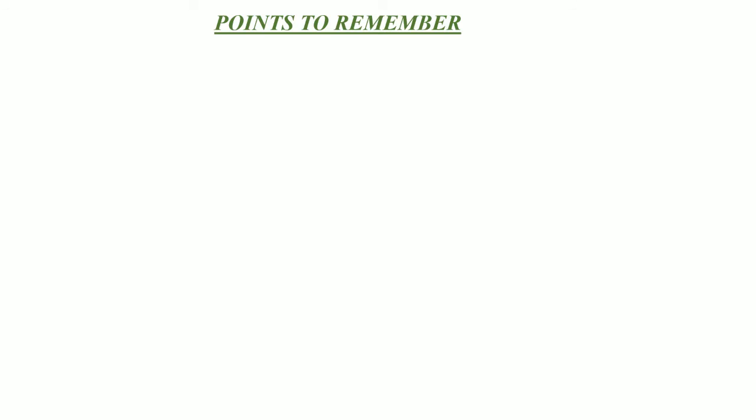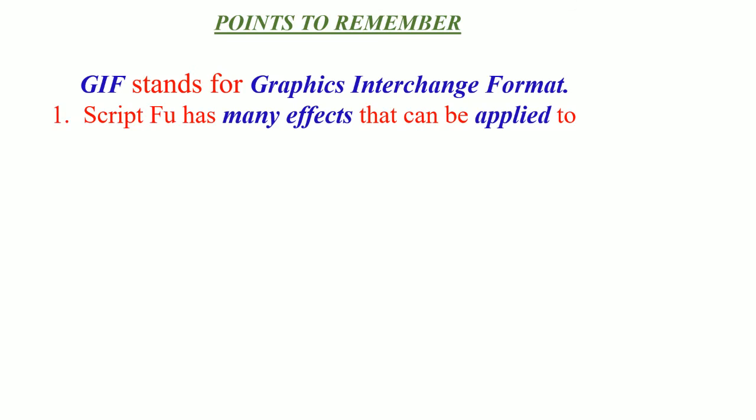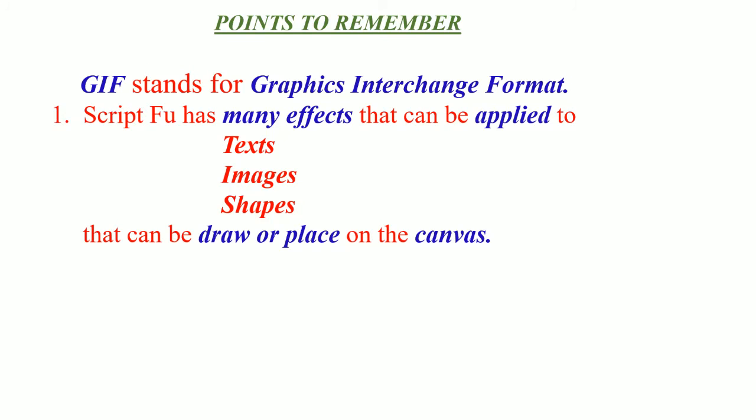So points to remember. What are the points we learned in this session? What is the expansion of GIF? GIF means graphics interchange format. What is meant by script flow? Script flow is the name of a menu that is available in the GIMP environment. That script flow has many effects. Those effects can be applied to text, images and shapes that are already placed in the canvas.